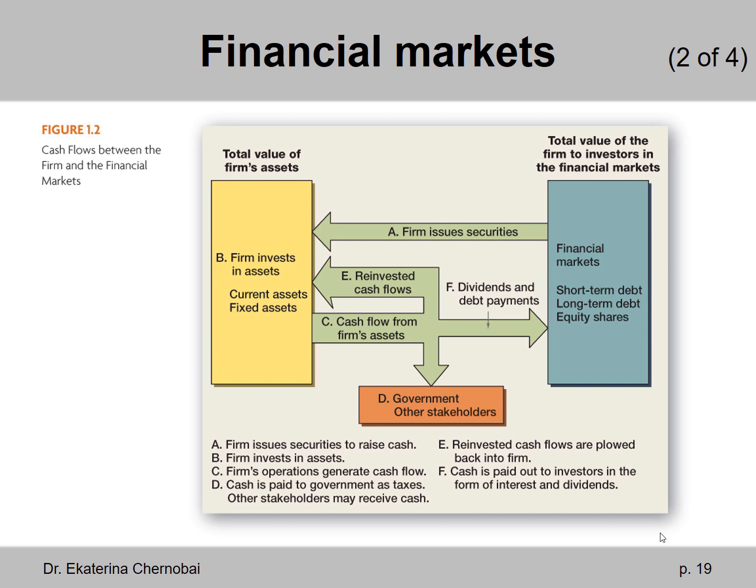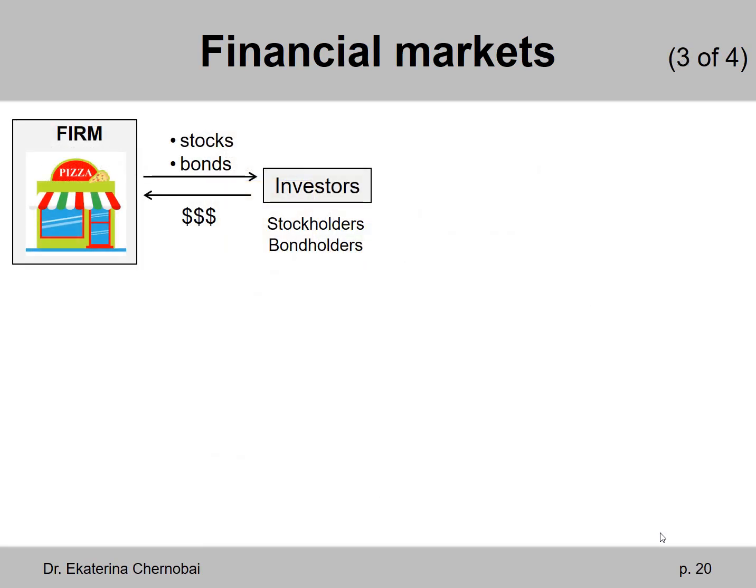What does the firm do with it? It uses it for its businesses, to expand even more. So the money gets reinvested. The money flows as dividends and debt payments to the financial markets. Part of the money is paid as taxes, and the remainder is reinvested back into the firm. Then the next slide looks at a little bit more detail on how firms sell stocks and bonds.